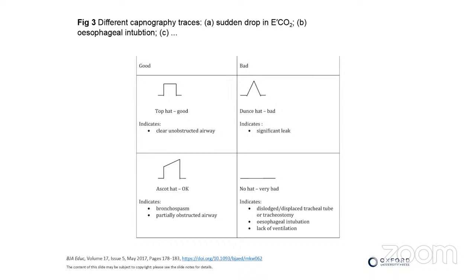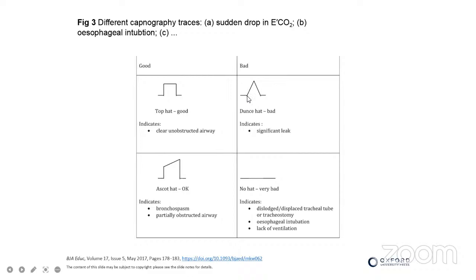and the junior doctors is very important, using this diagrammatic presentation. This is the square waveform. It has got a top hat. It is good, and it suggests a clear and unobstructed airway. And this is the ascot hat, which is okay, but indicates there is a spasm in the airway, a partially obstructed airway. So we have to intervene.